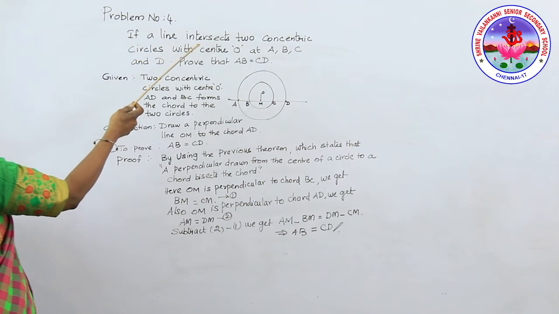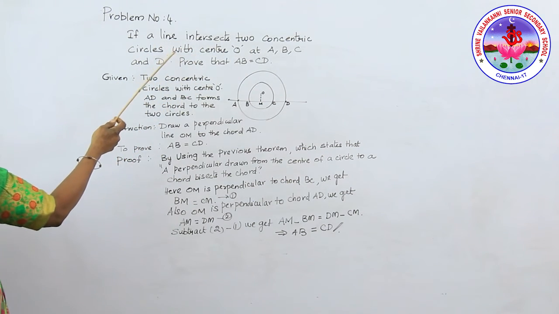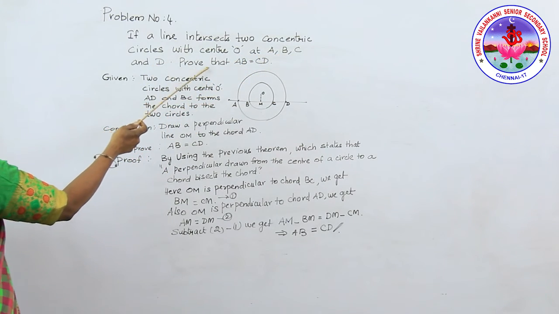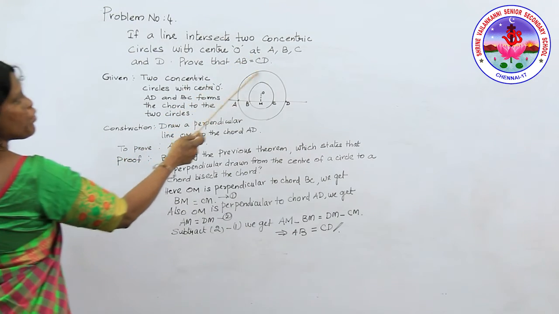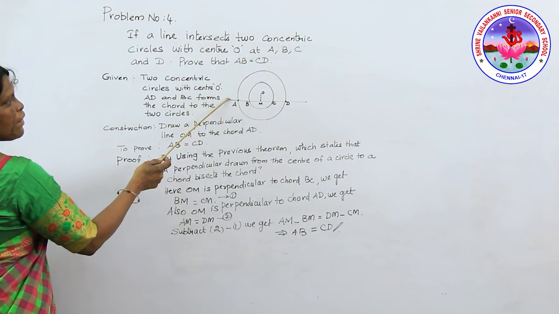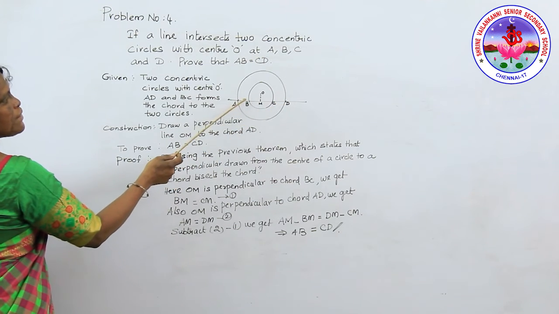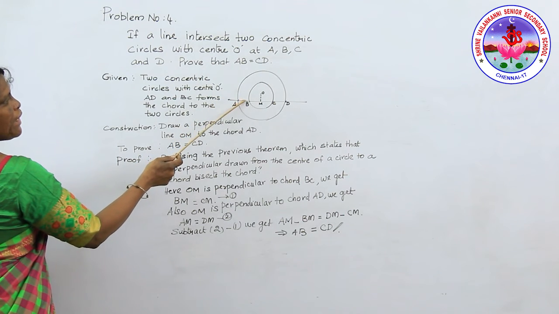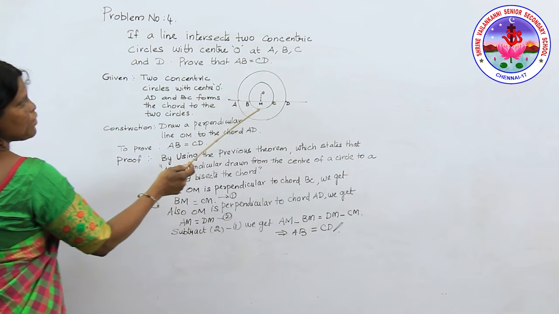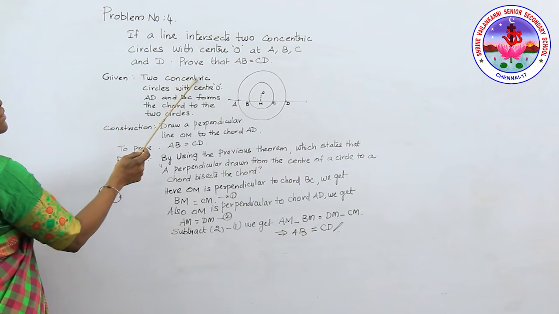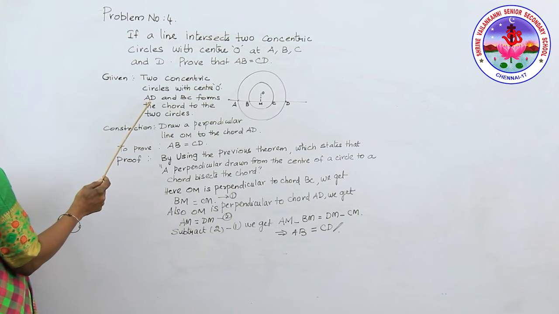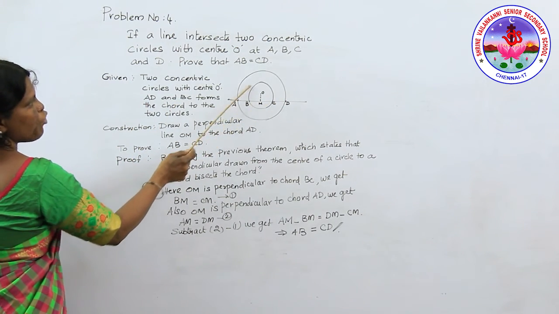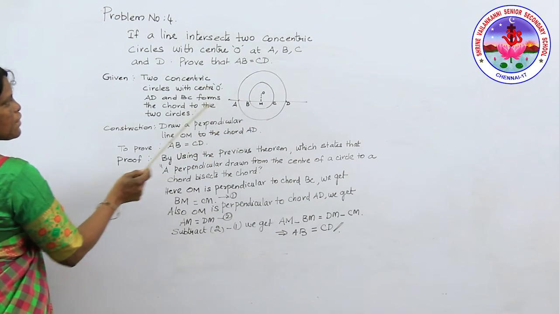Problem number 4. If a line intersects two concentric circles with center O at the points A, B, C and D, prove that AB is equal to CD. So I have drawn concentric circles where a line is drawn to meet the circles at the points A, B, C, D. I want to prove AB length is equivalent to CD length. So we are writing: given two concentric circles with the center O, where AD and BC form the chords to the concentric circles.